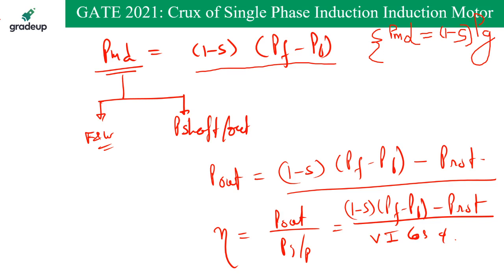Now this mechanical power developed is further divided into two parts, friction and windage losses. If core losses are also added, then it is rotational losses. After that, what remains is the shaft or output power, which can be written as (1 minus S)(PF minus PB) minus P rotational. You can understand P rotational is nothing but friction and windage losses along with core losses. So from here you can also find the efficiency, P output upon P input.